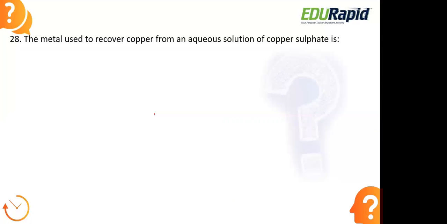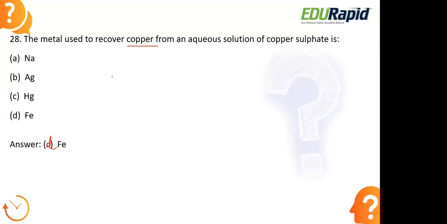So the metal used to recover copper from an aqueous solution of copper sulfate is sodium, silver, mercury, or iron, ferrous. Okay, let us look at the right answer. The right answer is option D, iron. Okay, ferrous. So ferrous is the one which is used to recover the copper from an aqueous solution.